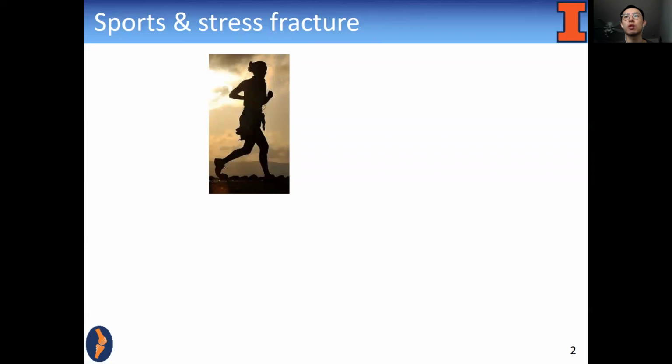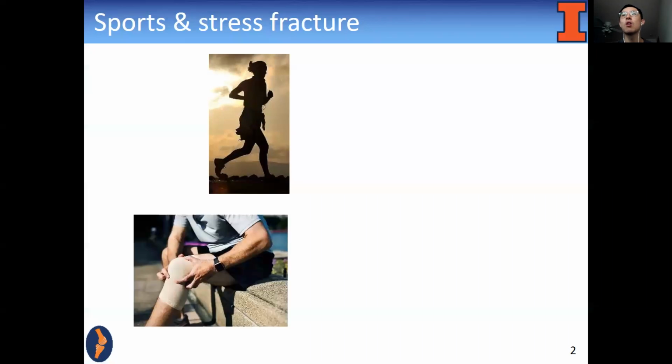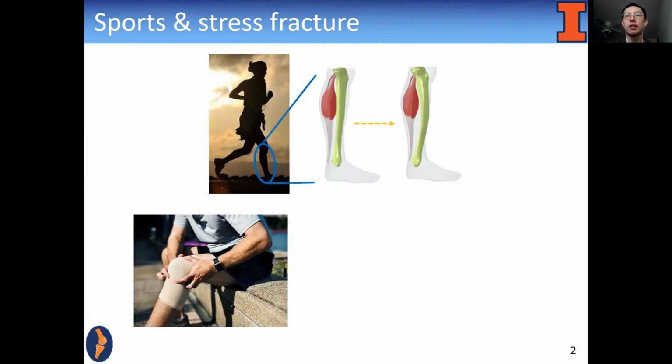Physical exercise brings numerous benefits to our body. Meanwhile, overtraining or exercise with improper form could increase the risk of sports-related injuries. One thing that not many people know is that even during walking or running, our shin bone is being bent due to the loads acting on it.